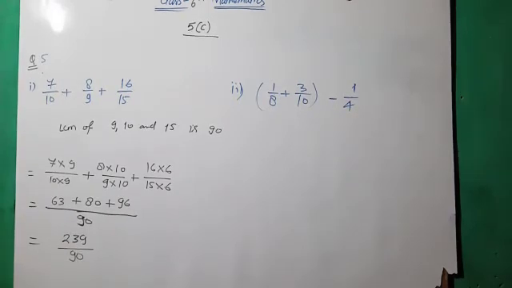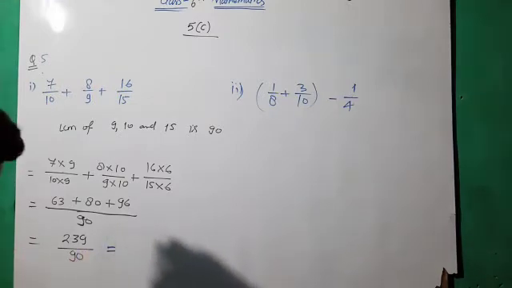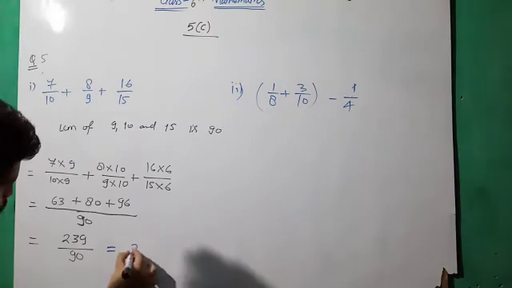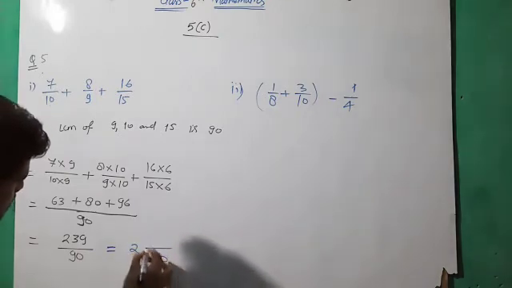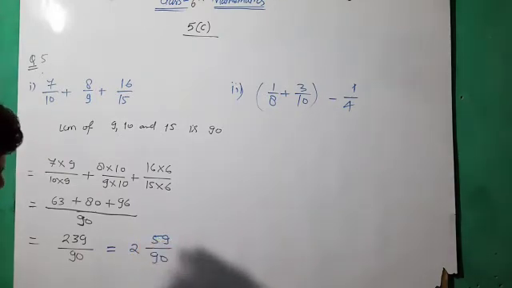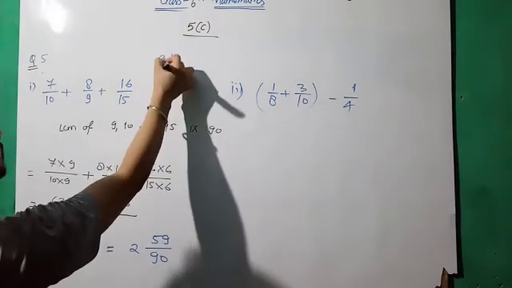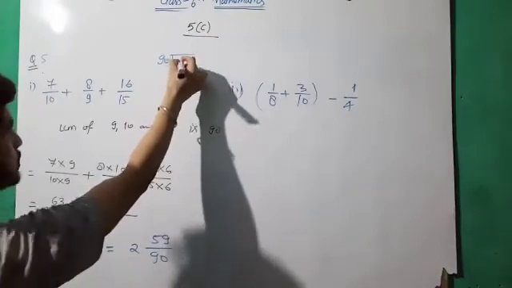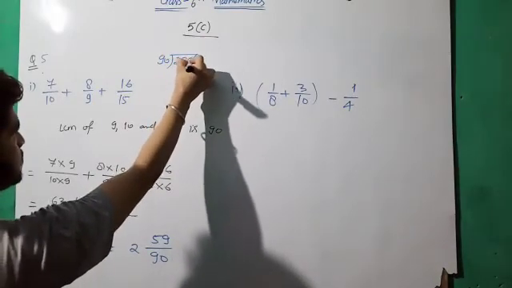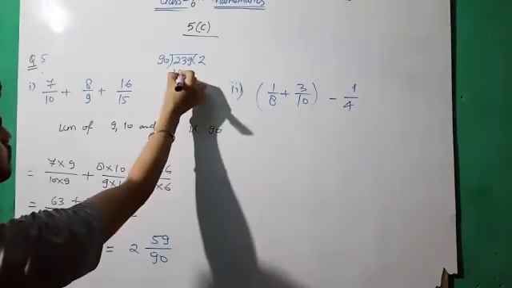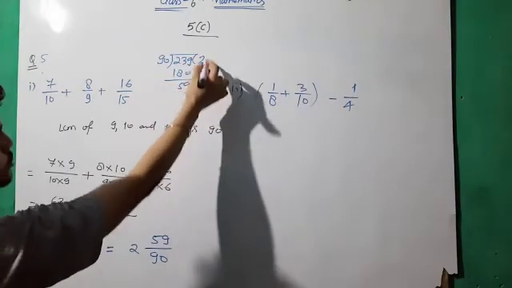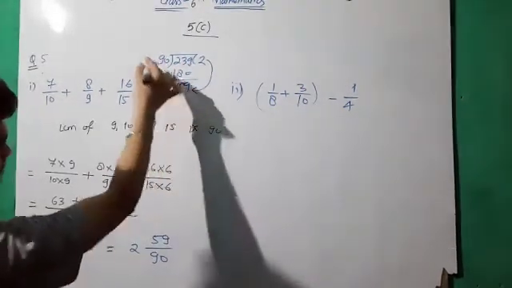Now we have to change this into a mixed fraction. 90 2s are 180, and the rest of the number is 59. I think you have an idea about how to change. Just divide 239 by 90. 90 2s are 180, and then 59. So 2 whole 59 upon 90 is done.